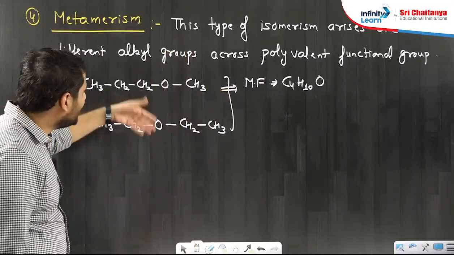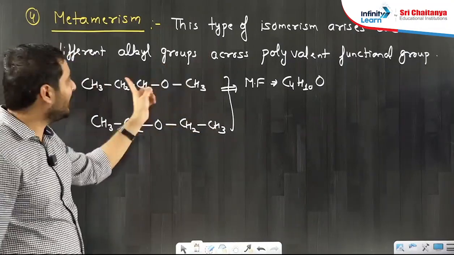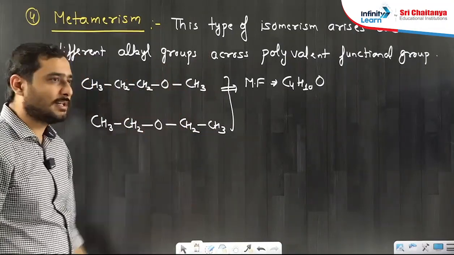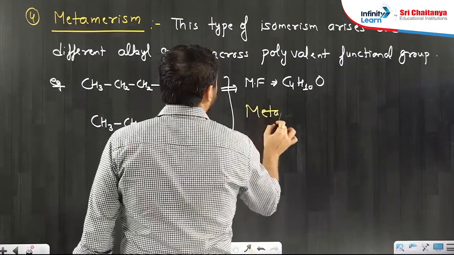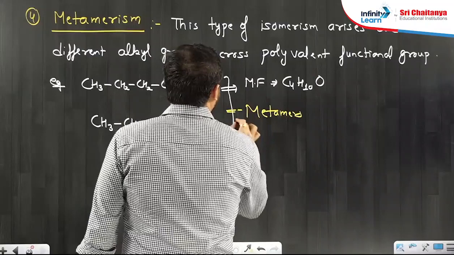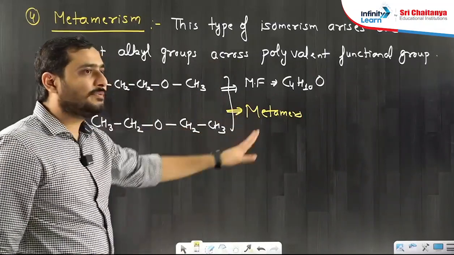Now both have the same molecular formula, but they have different alkyl groups. The functional group is the same, but the alkyl groups are different across oxygen. So that's why they are called metamers. What is the relation between these two compounds A and B? They are metamers of each other.